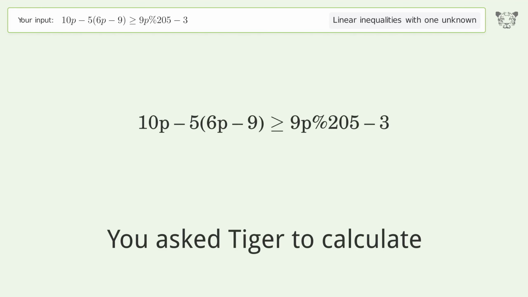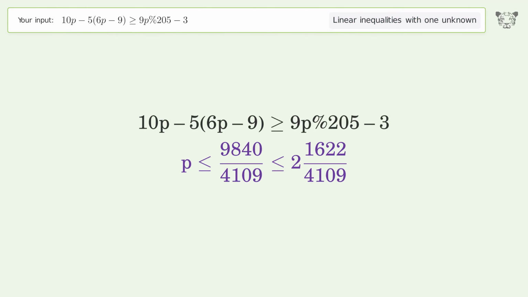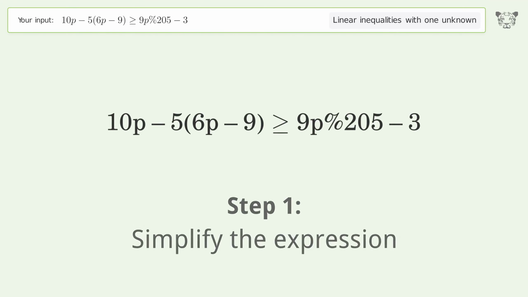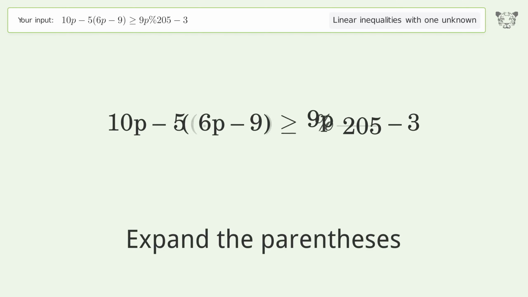You ask Tiger to calculate. This deals with linear inequalities with one unknown. The final result is p equal or smaller than 9,840 over 4,109 equal or smaller than 21,622 over 4,109. Let's solve it step by step. Simplify the expression. Expand the parentheses.